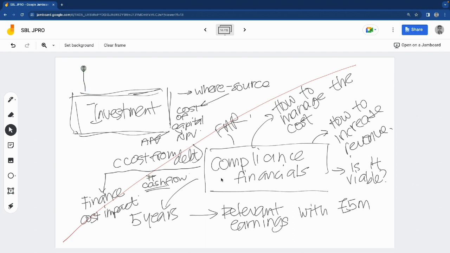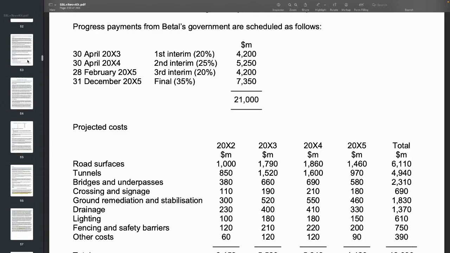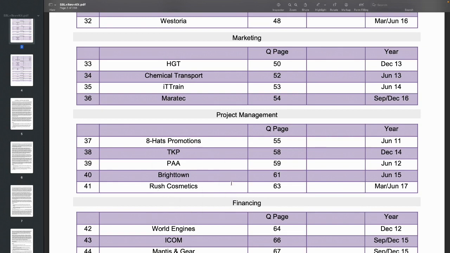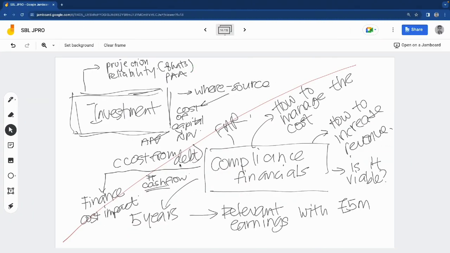So that's investment. Then you also have to consider the reliability, so you'd have to do a projection reliability. The questions that do this are 8 hats, and also, let me just get the questions for you. So these are the questions you have to go through. You have this question called 8 hats, and also PAA. You might have to do these 2 questions, 8 hats and the PAA question, as an important indicator because of the idea of investment and looking at the investment and seeing whether it's reasonable or not.